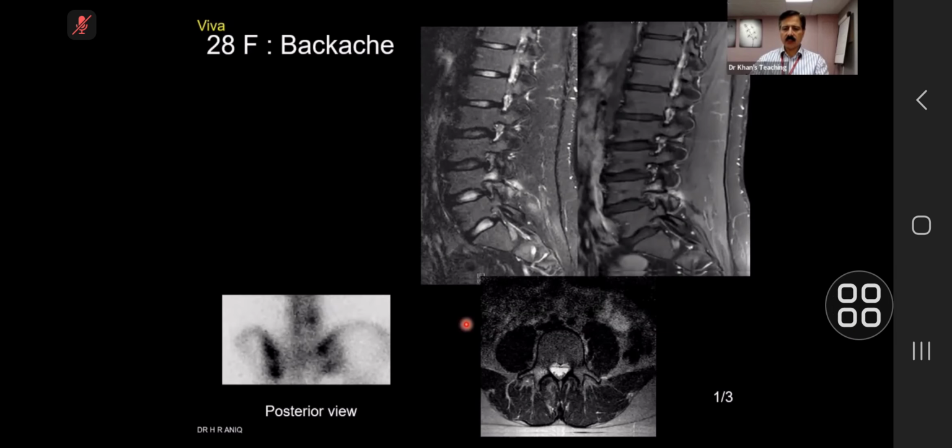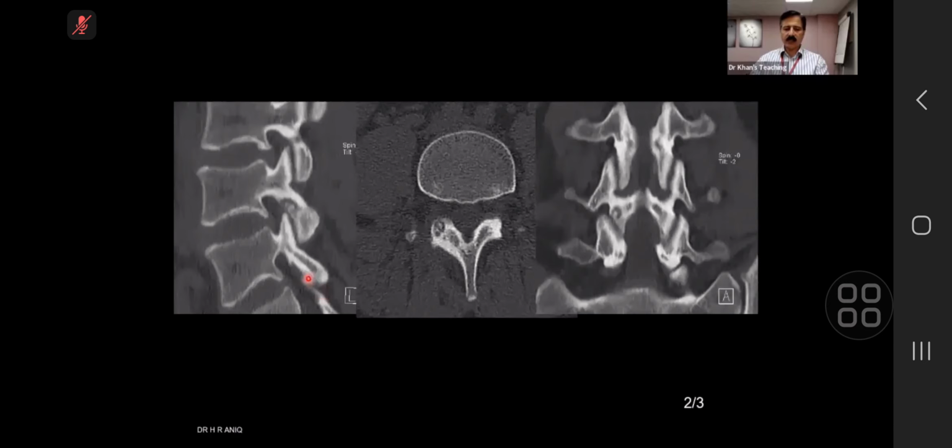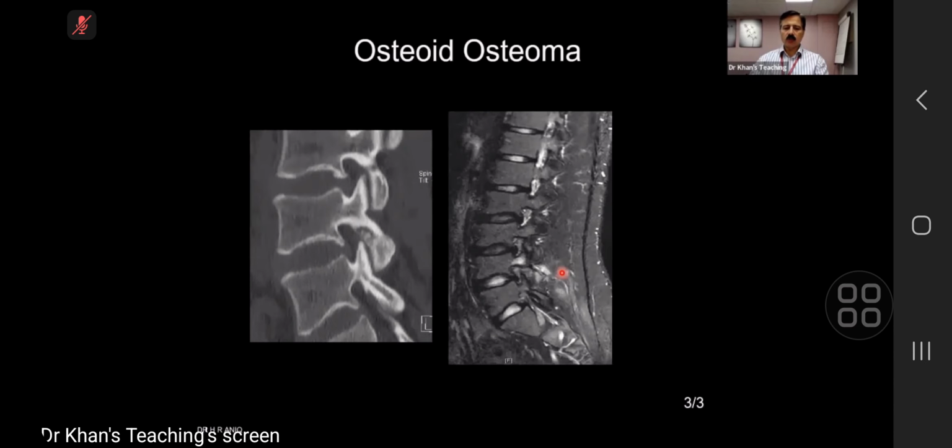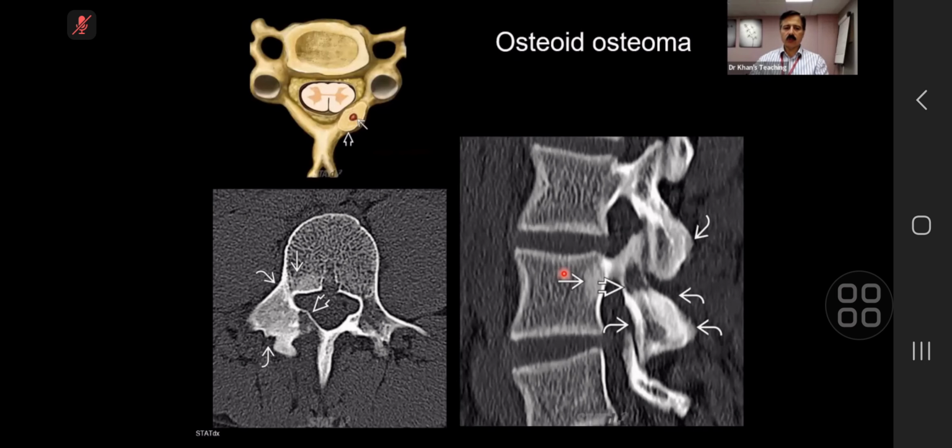And this is another scenario in your exam where you're going to ask for a CT scan. And on a CT scan, again, you can see that there is a nidus sitting here, because osteoid osteomas do occur in the spine very commonly. So remember CT scan in osteoid osteoma. Another one is sitting here, and this is where it is sitting, but on CT it is very well seen.